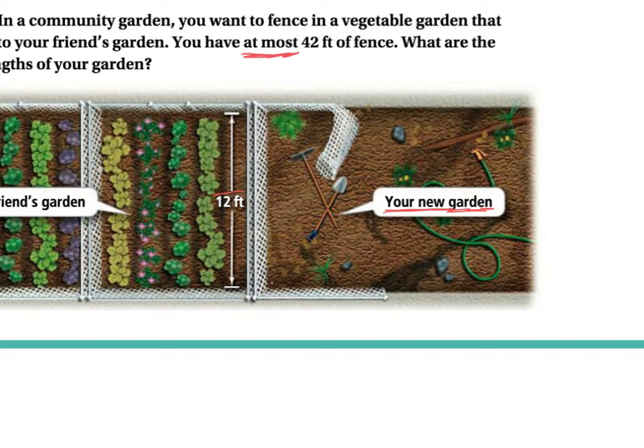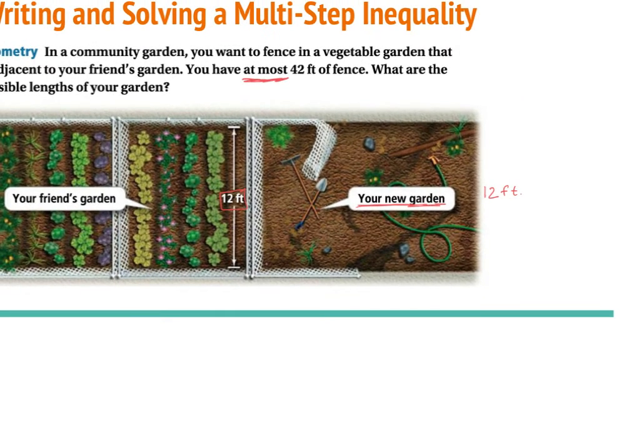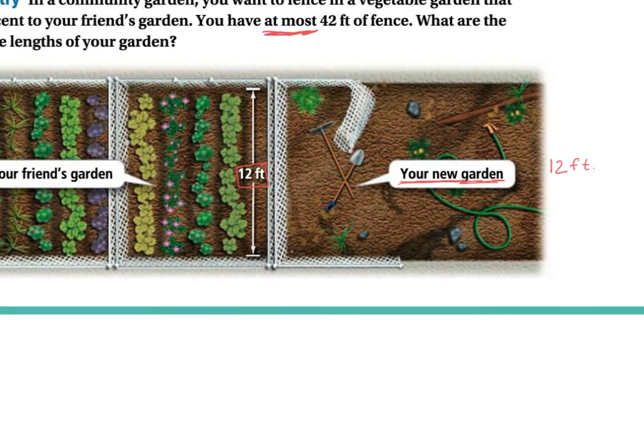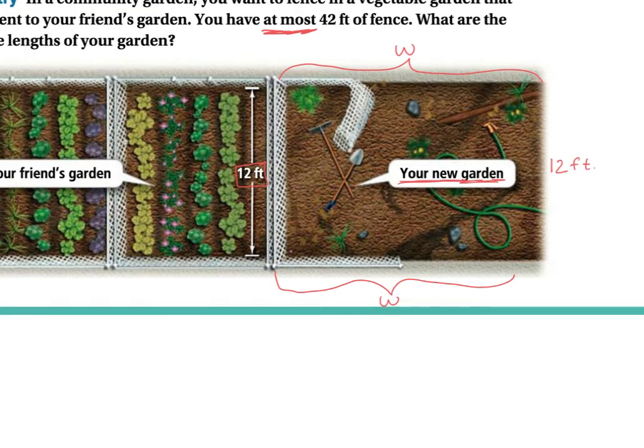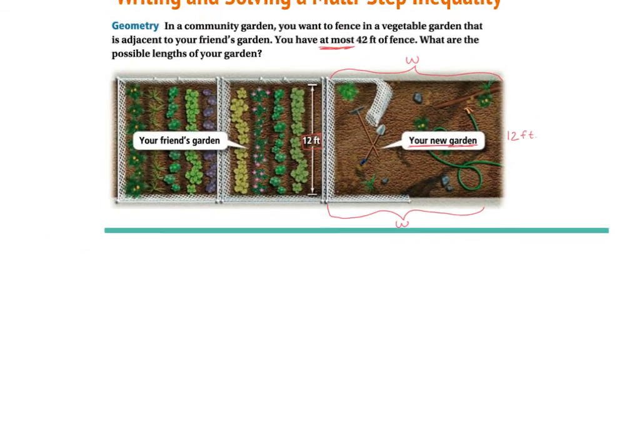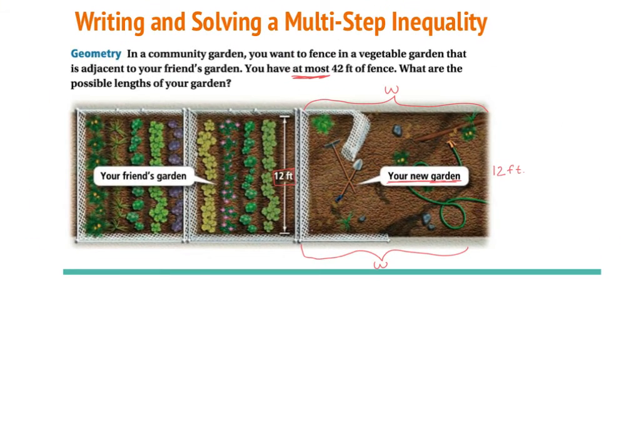And we know one side has to be 12. But we also know that this side has to be 12 feet as well, okay? Because it is a rectangle, okay? Now, we have to figure out this length, which is unknown. So we're going to label that W for the width, okay? W. So at most, our garden can be 42 feet.